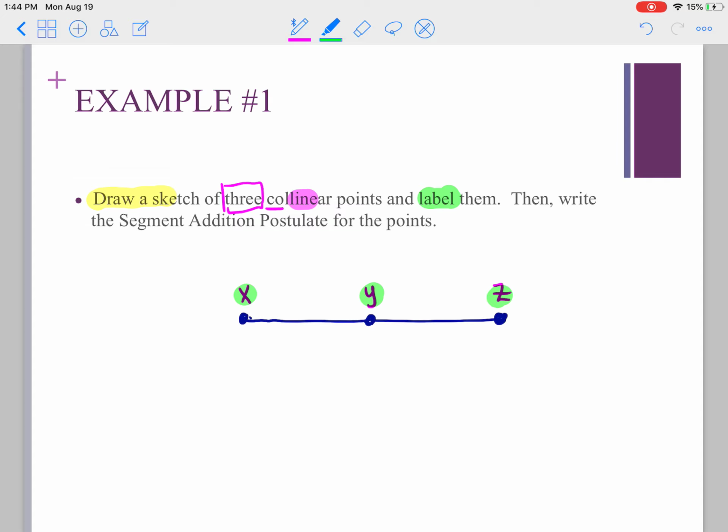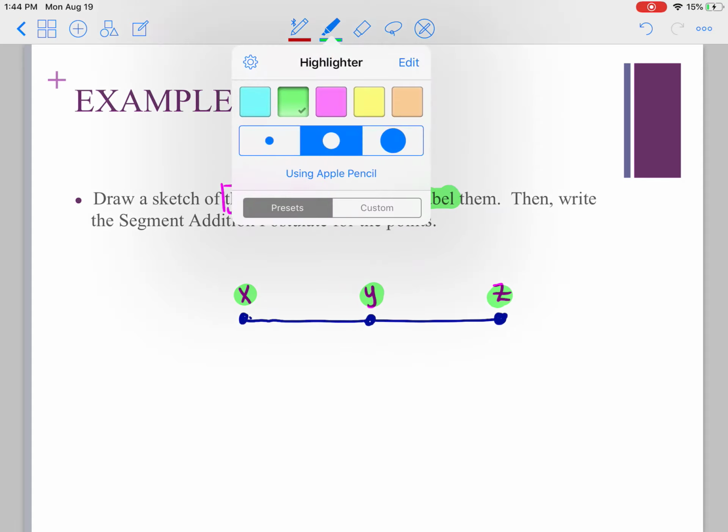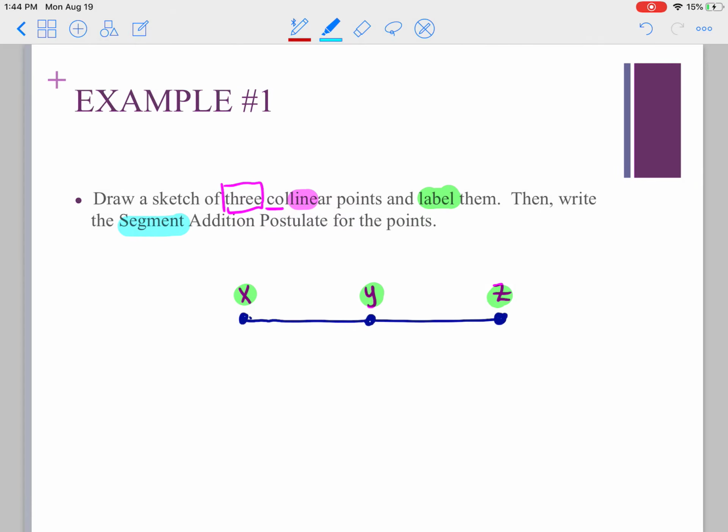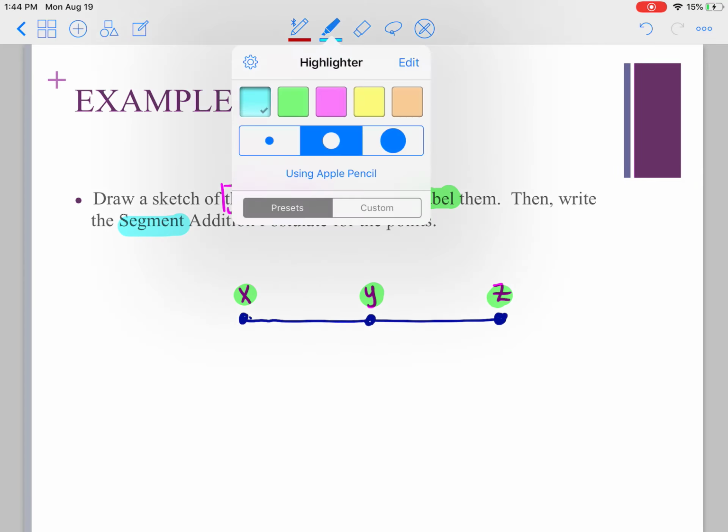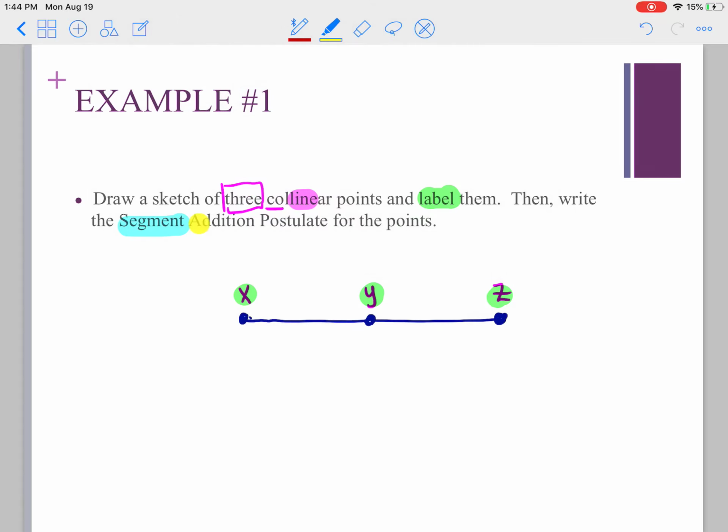Now I need to write the segment addition postulate. Well, the segment addition postulate states that if I take the two smaller parts of a line and add them together, I get the whole line or line segment. More importantly, line segment, because we're dealing with segment. We're dealing with the segment addition postulate. There's also another hint. The hint is we are going to add. So we're going to add segments. The hint is in the name.